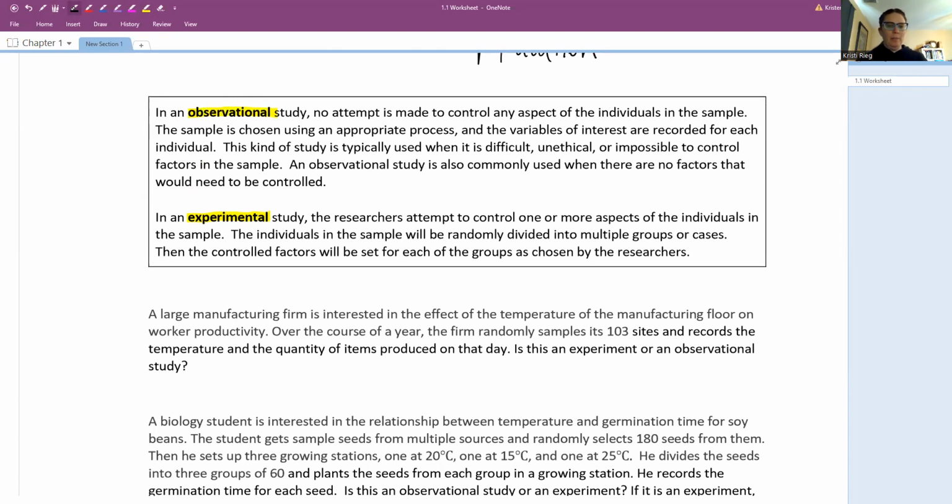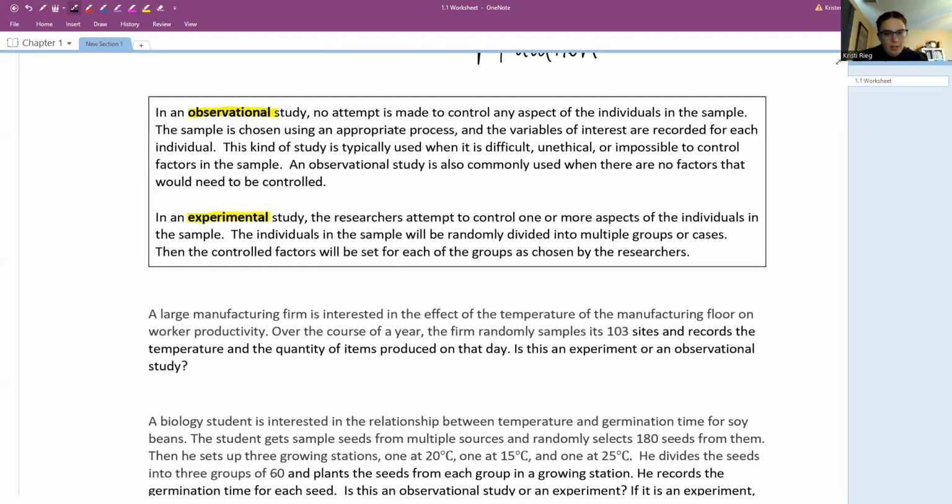For example, it says it's typically used when it's difficult, unethical, or impossible to control the factors in the sample. So for example, if we were doing a study on smokers, we are never going to take 100 people and say these 50 people are not going to smoke and these 50 people have to smoke cigarettes. We're not going to do that. If we have a question about smokers, we are going to observe people who already smoke to make conclusions about the study.